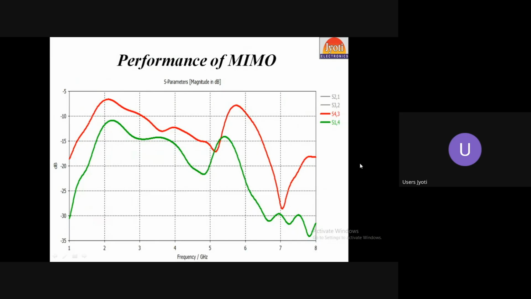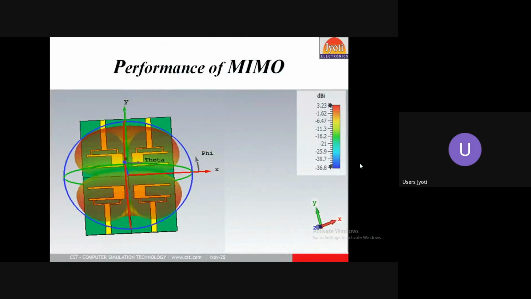You can also see S23 and S34. For all four antennas, 16 results are there. So good isolation is needed for the MIMO antenna as well. That means one antenna's radiation pattern should not interrupt the nearest antenna, so isolation must also be good.